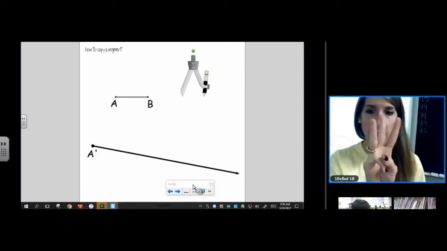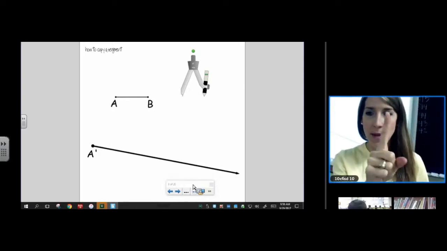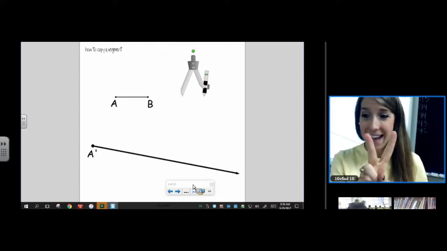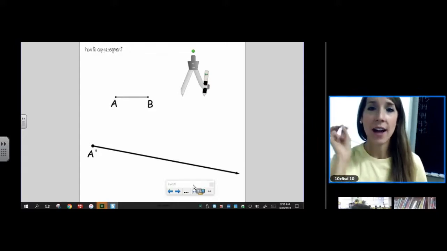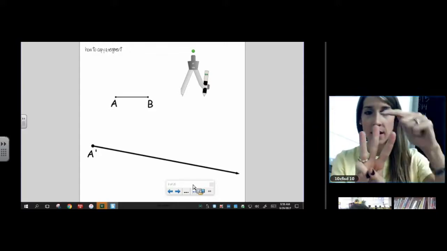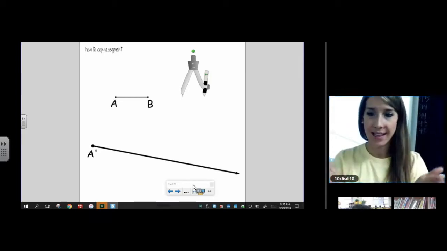We need to achieve 3 things today. We need to learn how to copy a segment, we need to learn how to add segments, and we need to learn how to bisect a segment. Copy, add, bisect. Let's get started.